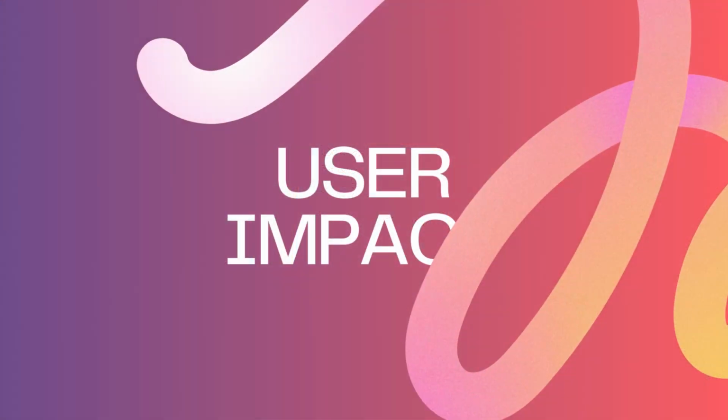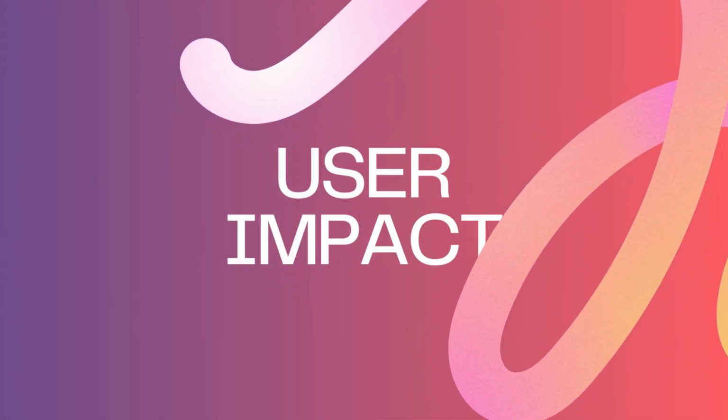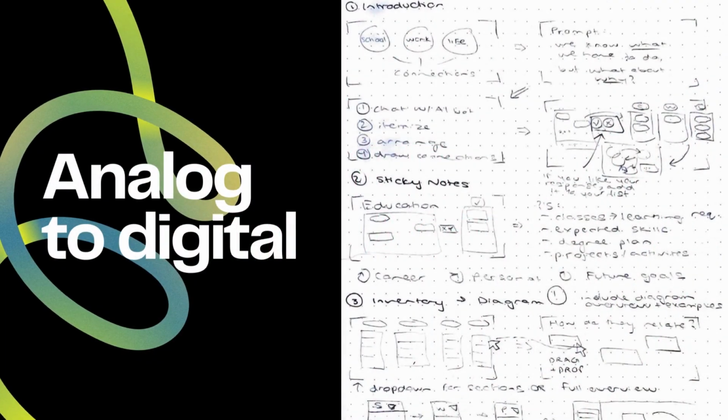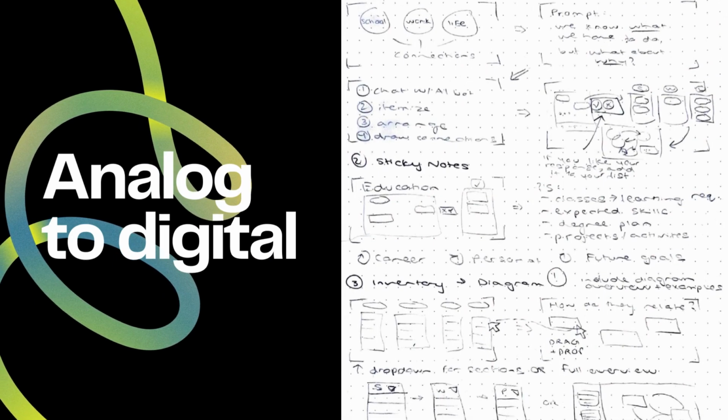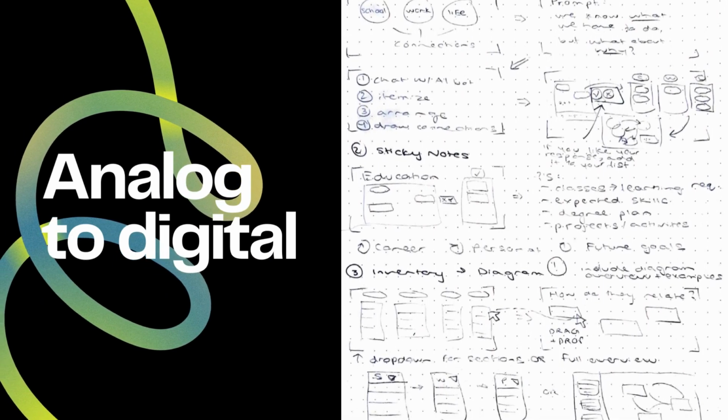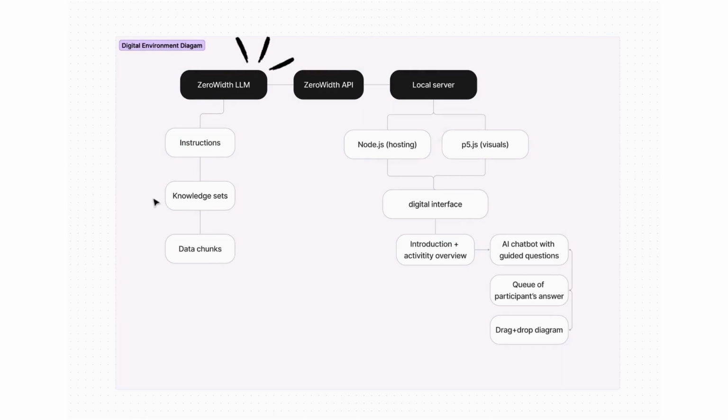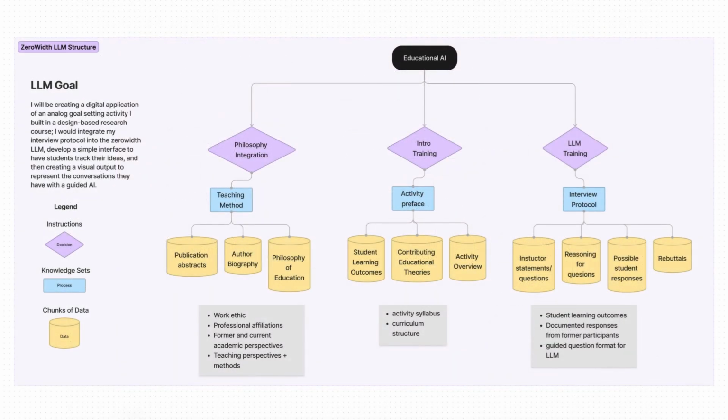Receiving positive participant feedback motivated me to reach more users, so I drew wireframe mock-ups for developing a digital application of this analog activity. Next, I mapped out the digital environment of my app, starting with the Zerowidth large language model for my AI chatbot. Through visualizing information hierarchies, I could structure my prompt engineering with instructions, knowledge sets, and data chunks.